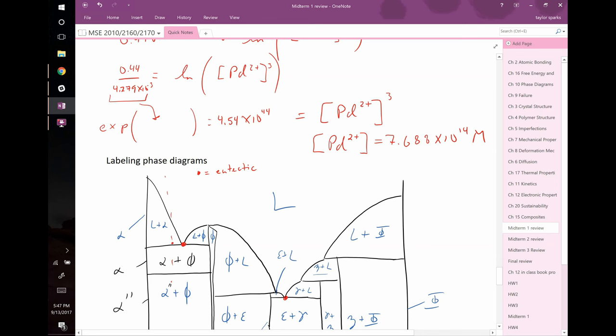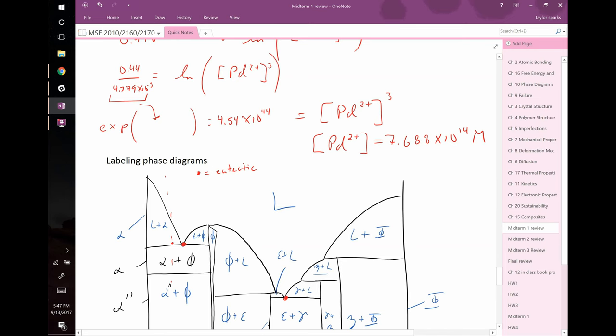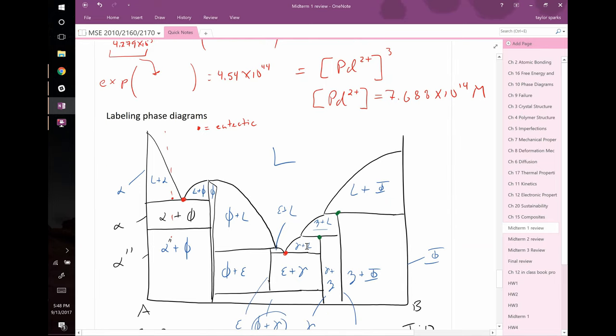Okay, so what do we have now? We're labeling our peritectic points in green. So we've got one right there, one right there. Anything else that we're missing? No, there's one more right there. There's one more thing that we should note here. Something else interesting that we need to note.